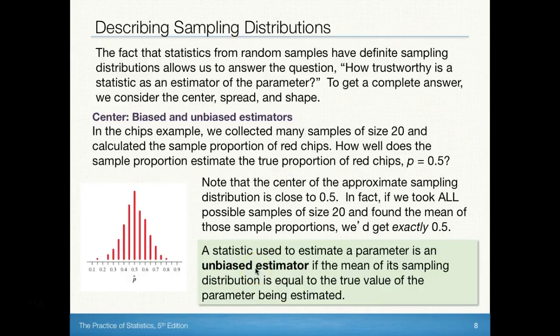Be careful not to confuse biased and unbiased from this section that we're talking about here, Chapter 7, Section 1, with biased and unbiased related to doing surveys. This is a totally different idea. This is an unbiased estimator if it's centered at the true value of the population proportion.